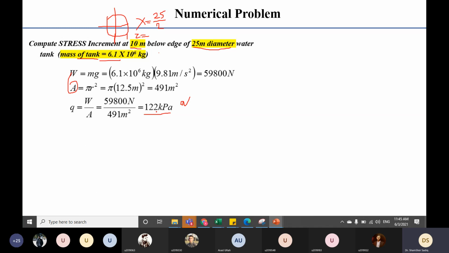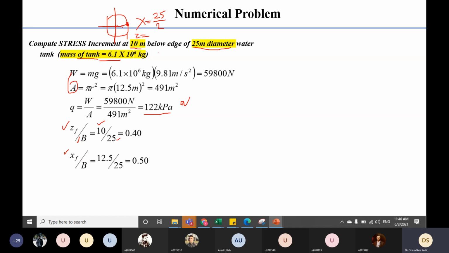Then I told you that you have to calculate Z by B. So Z is basically the depth at which you have to calculate the stress, and B is the width. So this will come 0.4. Then you have to calculate X. Why did your X come 25 meter? Because it says to calculate at the edge, so not at the centroid. If it said centroid, then X by B would be zero.